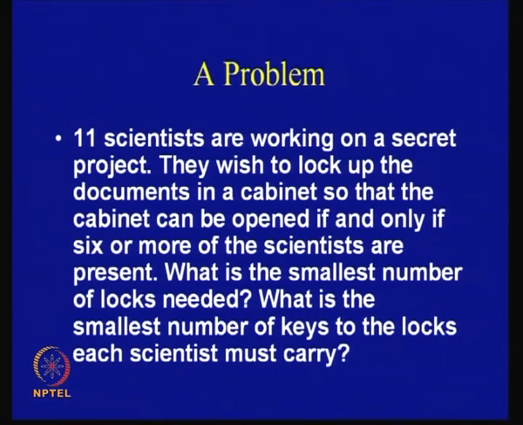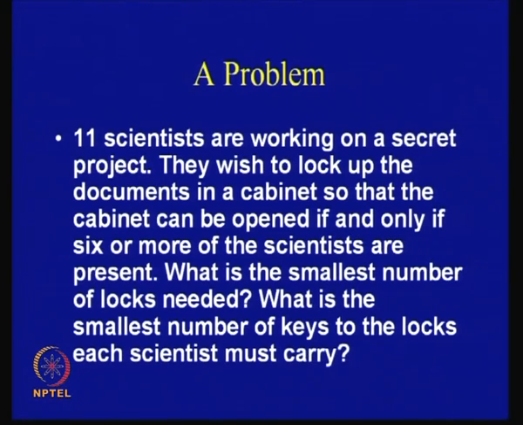The questions which arise are as follows: what is the smallest number of locks needed? Just think of how we often apply interlocks to our doors; it is a similar kind of problem. The other question is what is the smallest number of keys to the locks that each scientist must carry. So, how do we solve this problem?